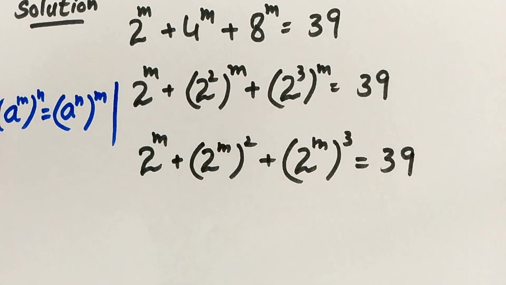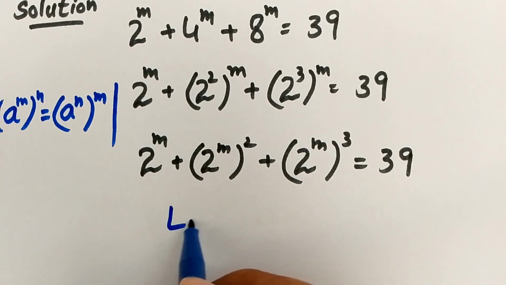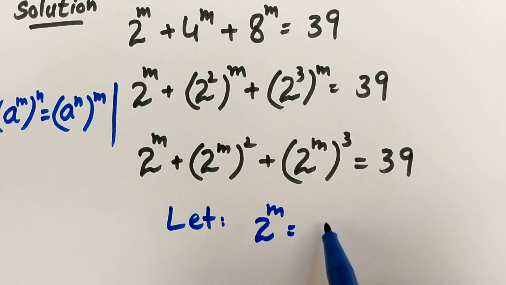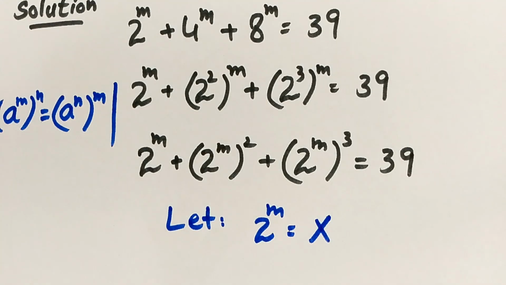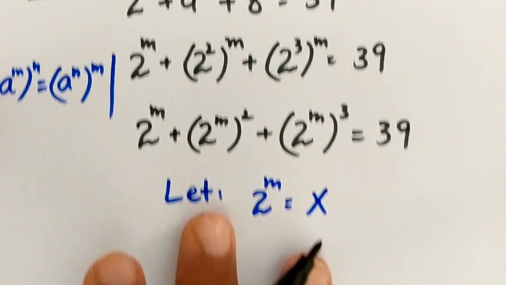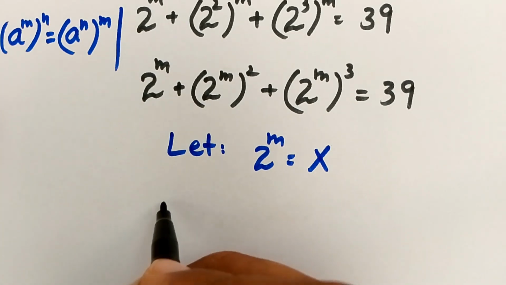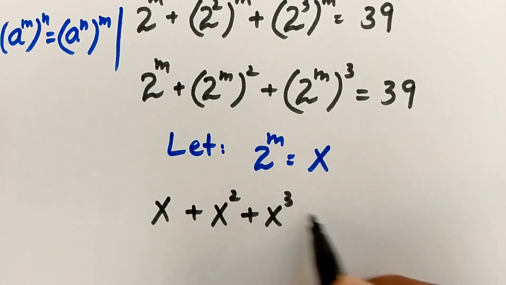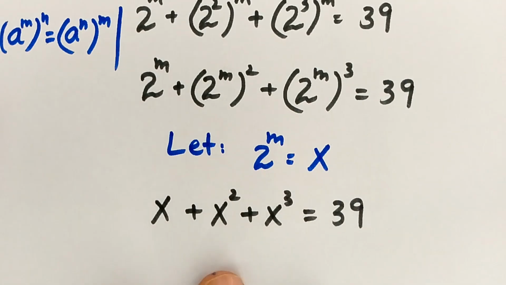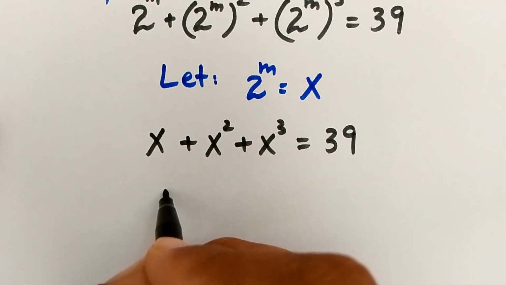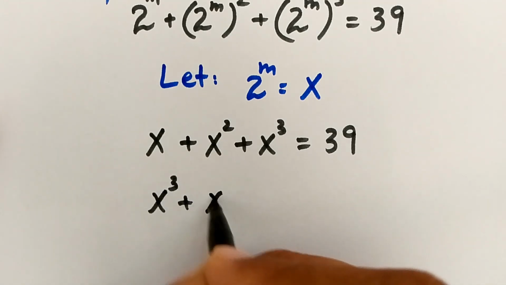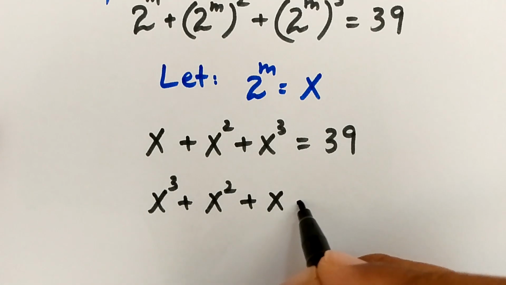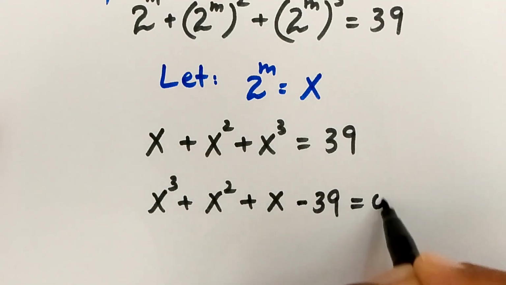Now let's suppose this 2 to the power of m is equal to x. Now we have to put x in place of 2 to the power of m. So this will become x plus x square plus x to the power of 3 is equal to 39. Now x to the power of 3 plus x square plus x, we have to move this 39 to the left side, so this will become minus 39, which is equal to 0.